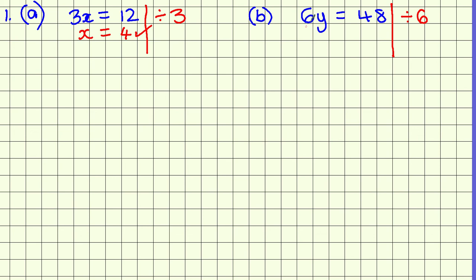That makes that number 6 disappear. So you've got y equals, and then 48 divided by 6. Feel free to use your grids to give you a wee helping hand. Your answer is going to be 8. So your full answer is y equals 8.